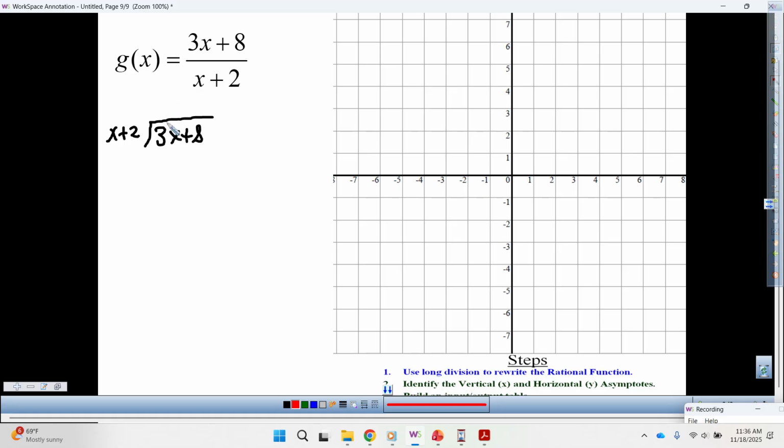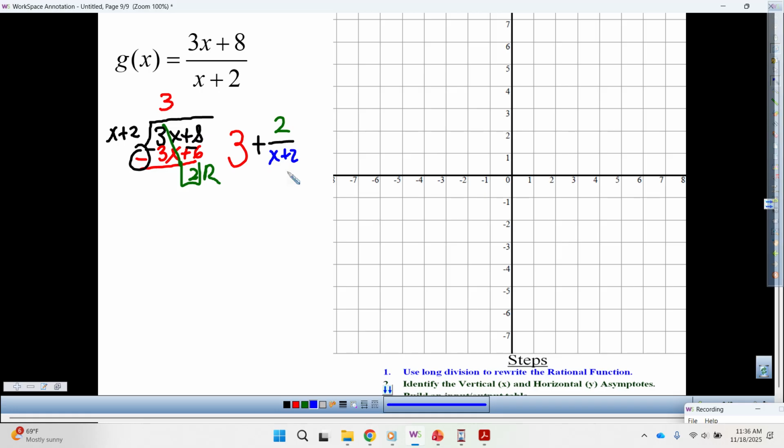All right. Number 3. So 3 times x is 3x. 3 times 2, that's 6. We subtract. Distribute here and here. So we end up with what? 2 as remainder. So our answer to that division is 3 plus fraction 2 over x plus 2. Hands up, you got up to there by yourself.